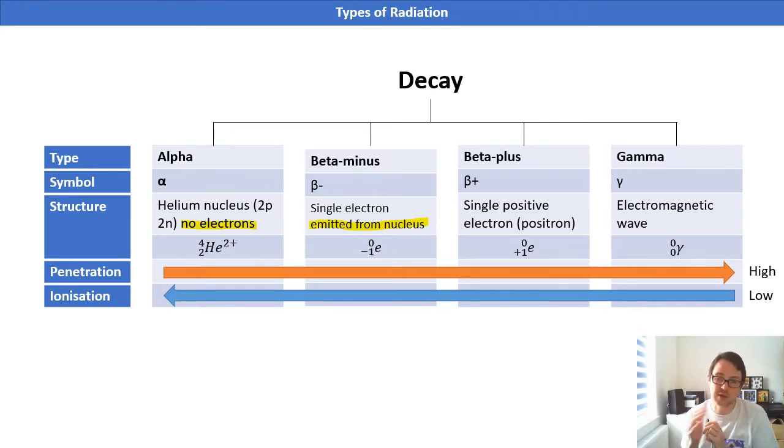Now the last one we're going to talk about in this section is gamma. Gamma is an electromagnetic wave, so it's not a particle, it's a waveform. Remember the electromagnetic spectrum, which is radio, microwave, infrared, visible light, ultraviolet, X-ray and gamma ray. Well, this is gamma, so this is part of that. It has no mass, it has no charge because it's a wave. But it has very high penetration ability. In other words, because the wavelength is so small, it can get through objects. It's not stopped very easily. But because it has no charge, it has a very low ionization ability, so it's not likely to knock electrons off.